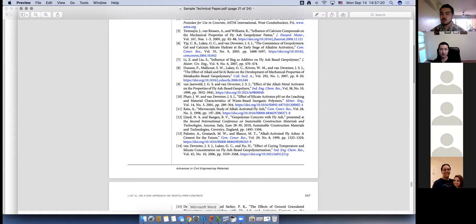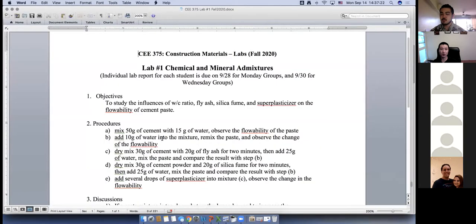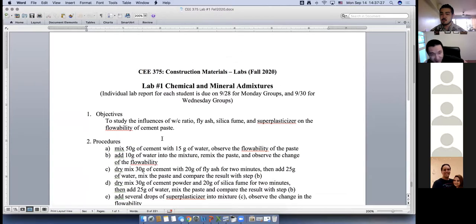Again, this is the sample technical report. All right, then come back to the first lab. The first lab is very simple. It is called chemical and mineral mixtures.